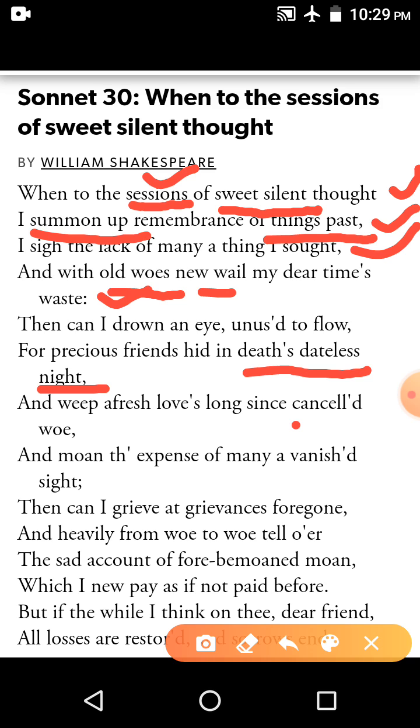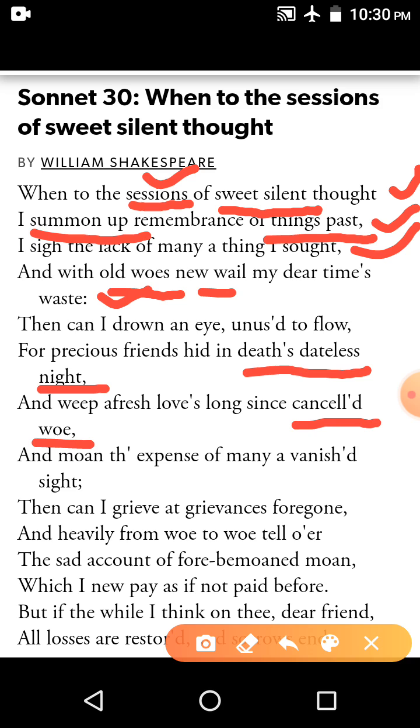Cancelled voice, this voice means sorrows, दुख. ये वो दुख हैं जो बहुत पहले के हैं. But whenever I remember these sorrows, these losses, and weep afresh, तो मेरे को नए सिरे से रोना पड़ता है. And weep afresh love's long since cancelled. लॉन्ग सिंस, ये बहुत पहले के दुख हैं. वो दोस्त मुझे बहुत पहले छोड़ के जा चुके हैं, पर जब भी मुझे उनकी याद आती है मैं नए सिरे से रोने लगता हूँ.